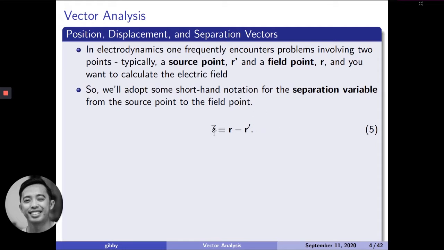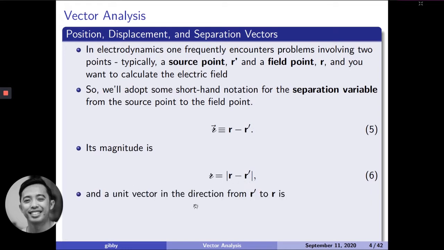So this is a vector script R for the separation variable, and this is equivalent to just saying the difference between the field point and the source point. So this is the source point, the R prime, and the vector R is the field point, and its magnitude is given by equation 6. And a unit vector in the direction from R prime to R is given by equation 7. The unit vector is given by the ratio of the separation vector R and the magnitude of the separation vector. So we have this form.